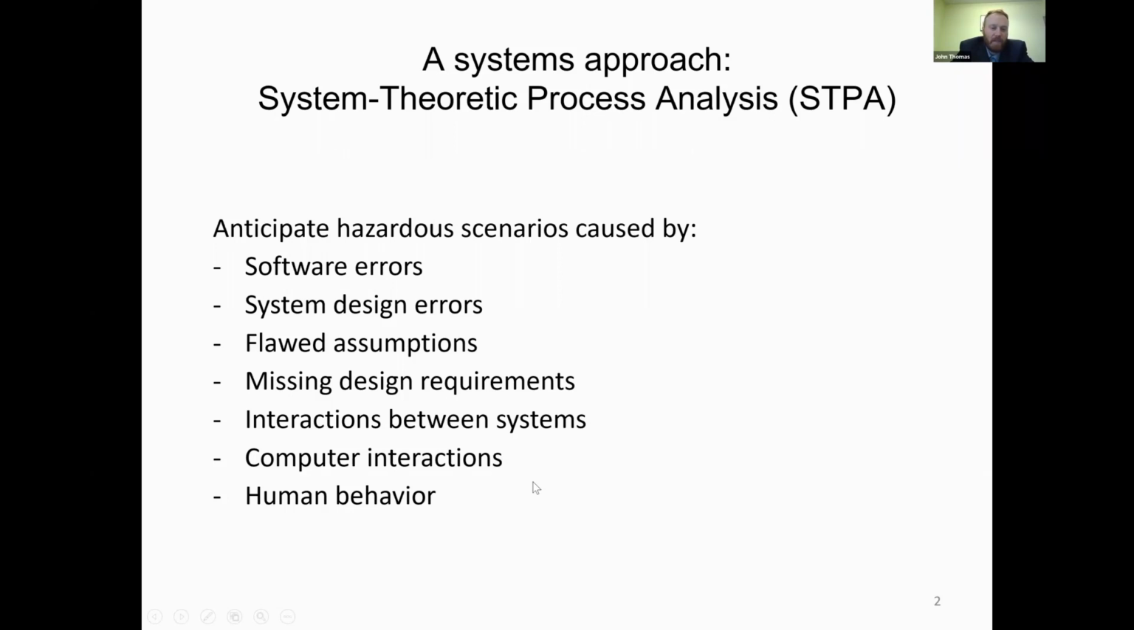We're trying to identify things like potential software errors, potential design errors in the system, flawed assumptions, which are really tricky. A lot of times they're not even documented as assumptions. The missing requirements or incorrect requirements, interactions between systems that nobody anticipated and that lead to some unsafe or undesirable behavior, computer interactions, of course, and human behavior, which is really important but very difficult to model.